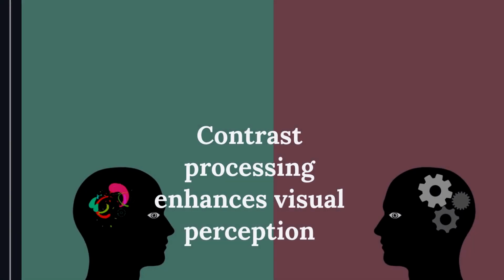Contrast processing discerns light and dark. It enhances object boundaries. Neural mechanisms amplify variations. This enriches visual perception. Understanding contrast is vital for perception.